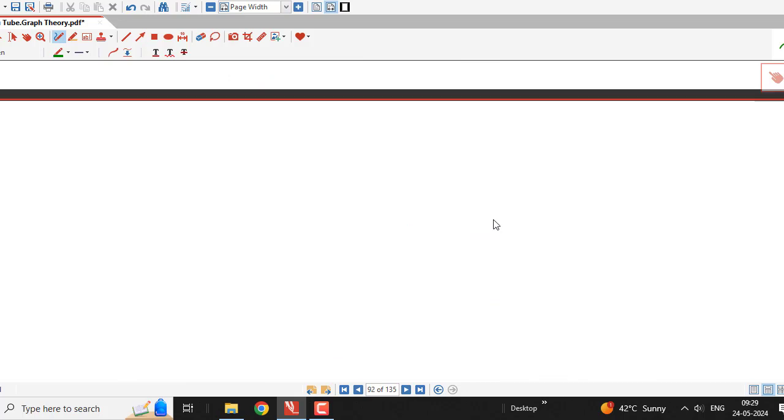So this is all about this session. Here we have discussed connectedness in directed graphs, and we have defined three types of directed graphs: strongly connected digraph, weakly connected digraph, and unilaterally connected digraph. So I stop here.